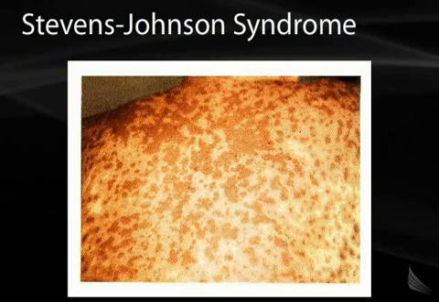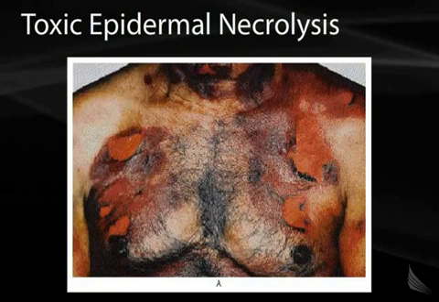Stevens-Johnson can present many different ways. This patient appears on the back to have multiple hyperpigmented patches. Toxic epidermal necrolysis is a very, very serious skin condition that can cause full thickness necrosis of the skin. You can see this patient has severe skin necrosis.